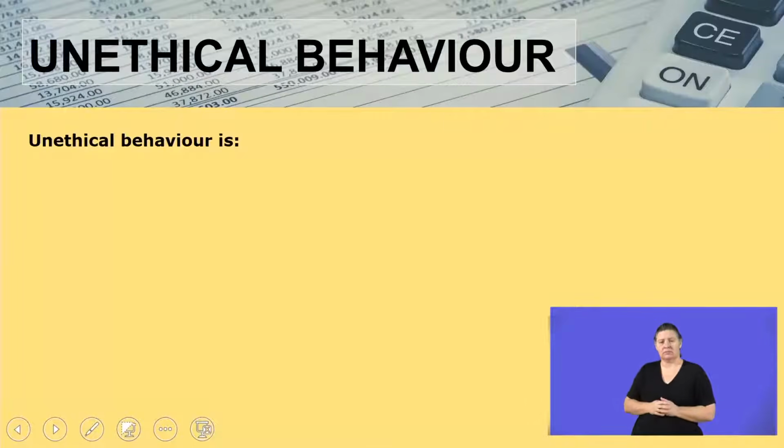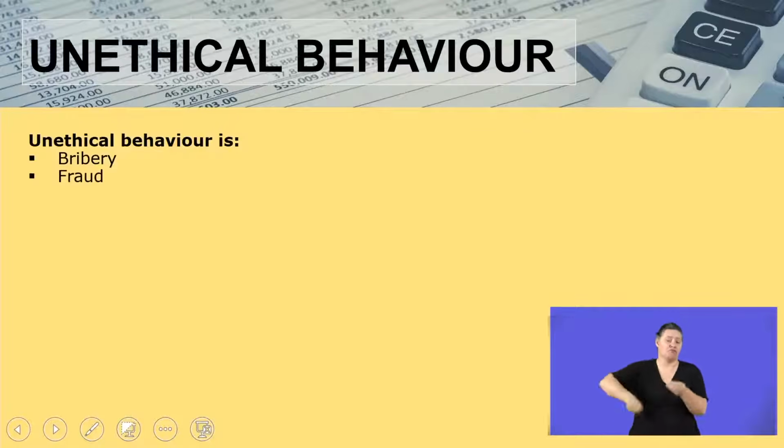Now, what do we then consider an ethical behavior? Let's quickly go to it. What is an unethical behavior? An unethical behavior will include bribery. Bribery is when you use money to pay for you to get out of a particular situation. That is bribery. And then we have fraud.